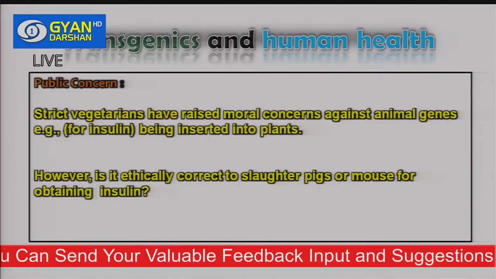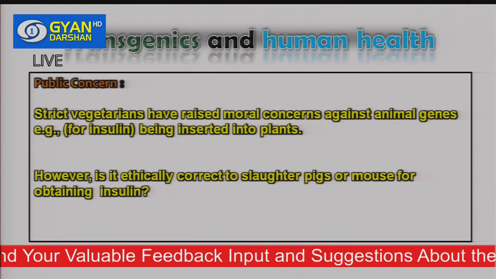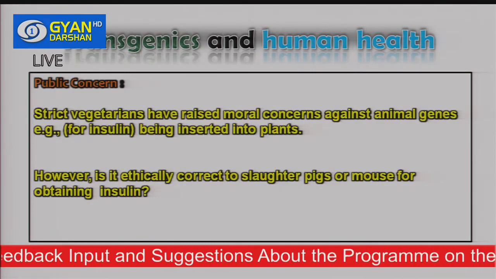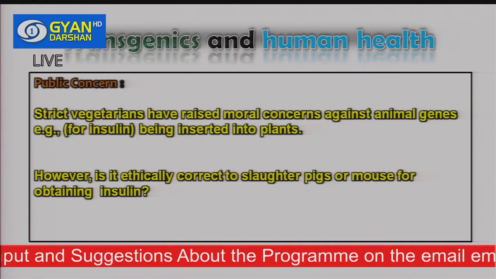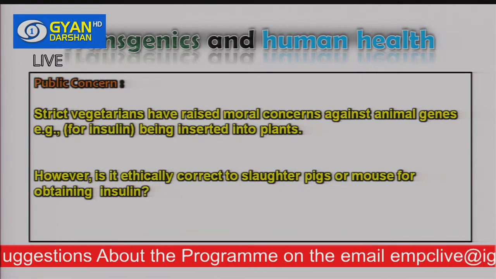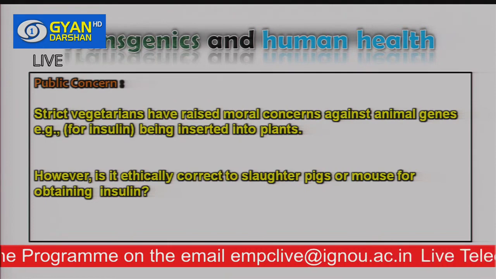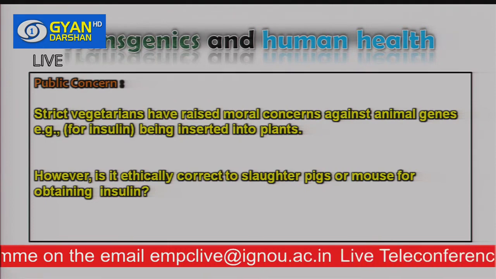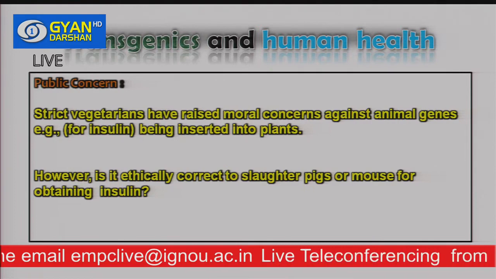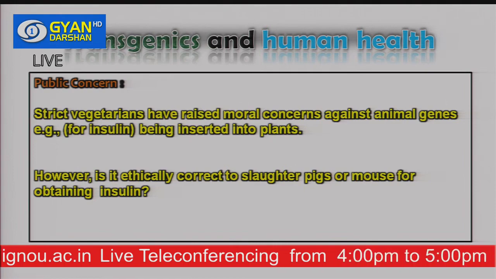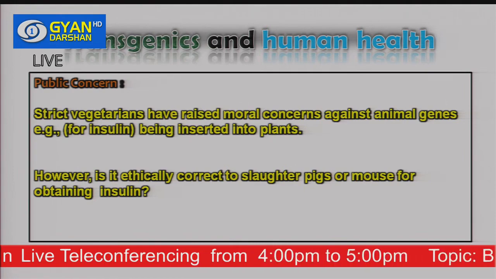Now, another issue that is also a public concern. There is a misconception in society that if you clone a bacterial gene into a plant, then the plant will turn pathogenic because you are introducing bacteria into a plant. It is absolutely a misconception. If you clone an insulin gene in a plant in order to generate an edible vaccine, it is not that the plant will become a non-veg item.